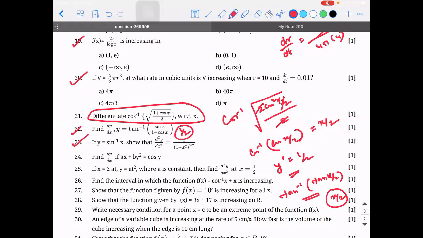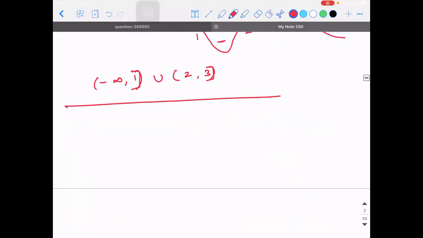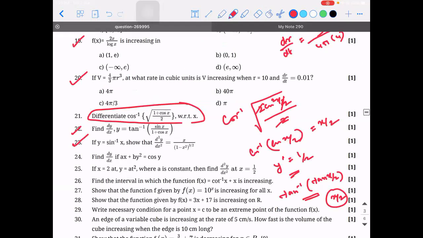y is equal to sin inverse x. They're asking us to prove something about the second derivative. So let's try this one, okay? So y is equal to sin inverse of x. Prove that d square y by dx square is equal to x divided by 1 minus x square the whole power 3 by 2.